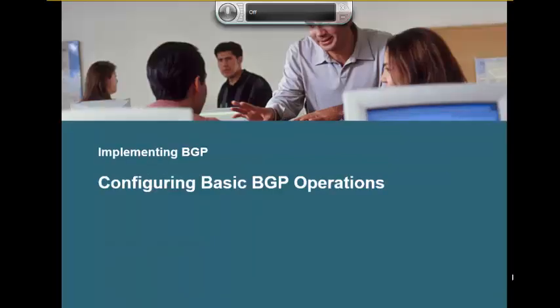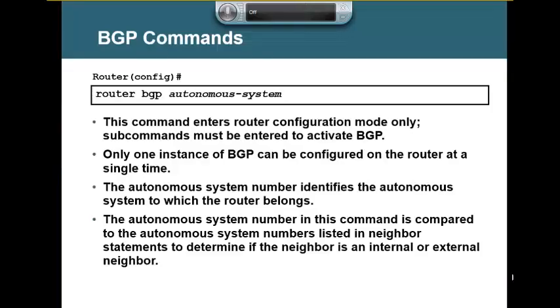Right, our next topic in BGP is configuring BGP. So none of us are new to this. Router BGP followed by the autonomous system number. Who provides this? Our upstream ISP will provide this autonomous system number.